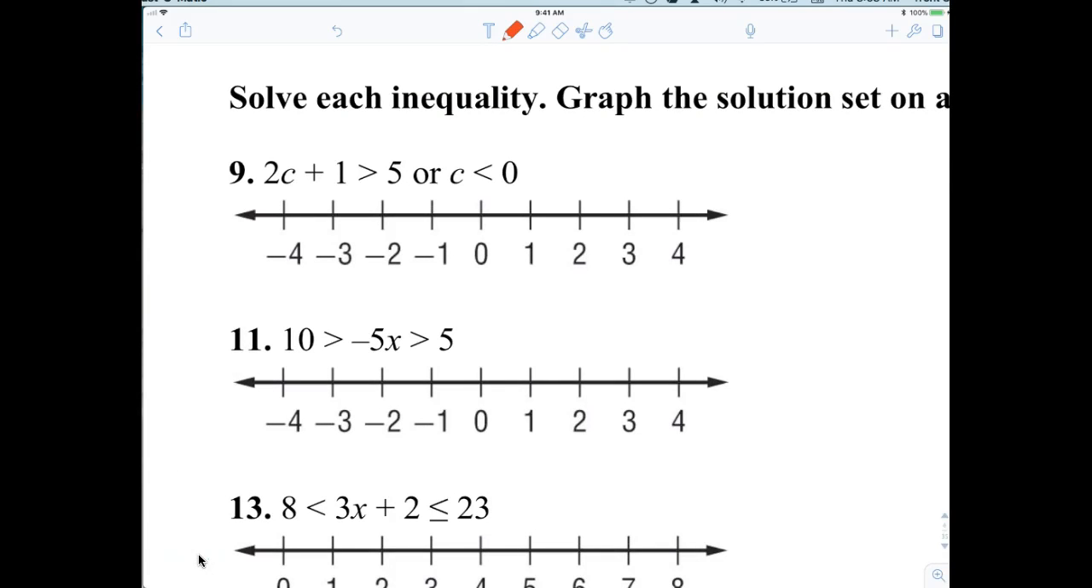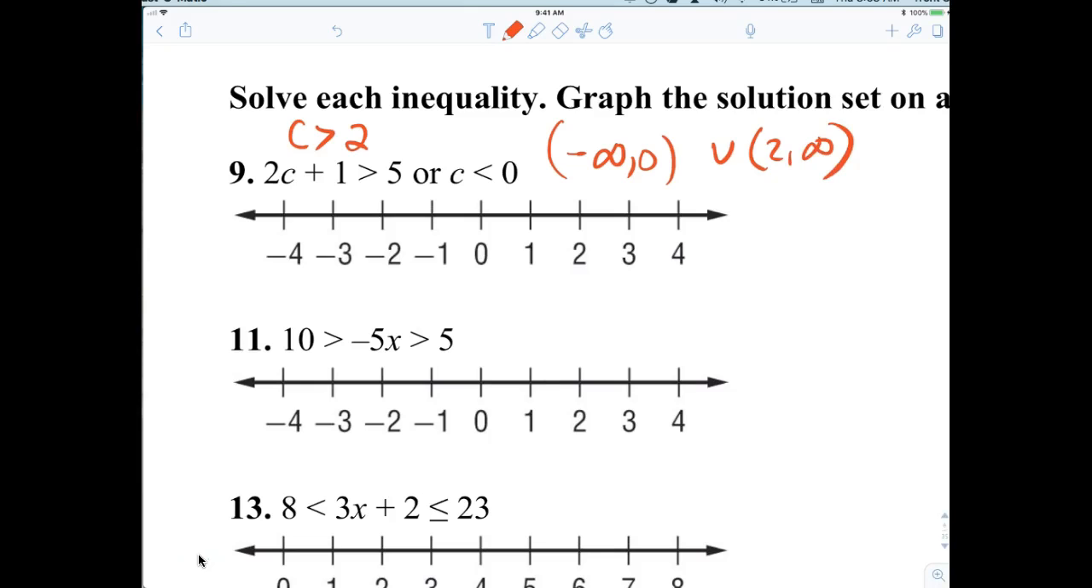It's still interval notation probably. But you should be able to look at number 9 real quick and say, what is that? C is greater than 2 or less than 0. Now, in your mind, you should be able to say, if I'm greater than 2 or less than 0, they're going in opposite directions, right? So negative infinity to 0, union 2 to infinity.